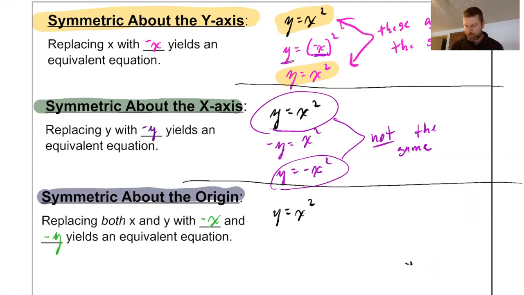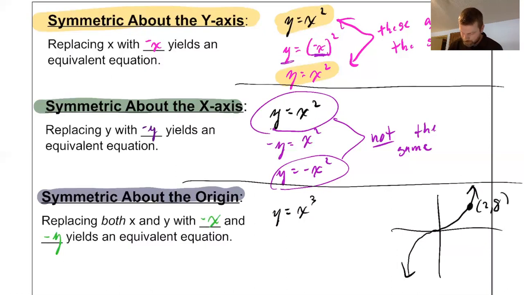But that's fine. You know what? I'm going to change this. Let's make this y equals x cubed, because it does happen with y equals x cubed. If I have a point here, let's call that 2, 8, I do have one over here, negative 2, negative 8. So this one should work out. Let's find out and just make sure.